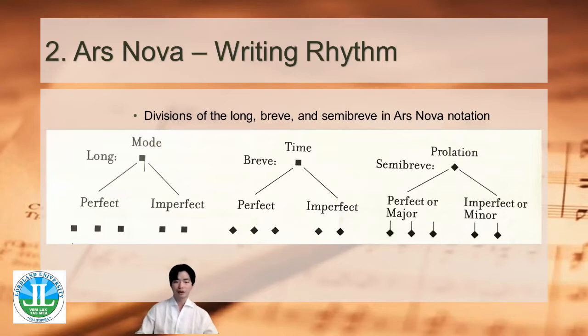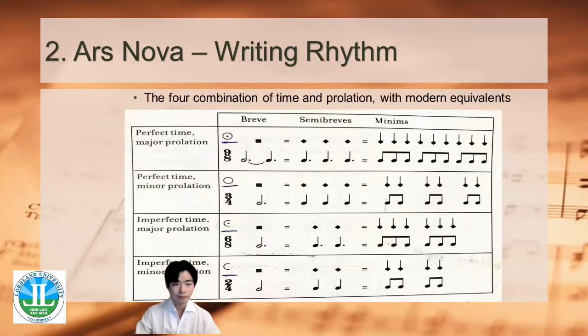The addition of smaller values was associated with a slowing of the tempo, so that for 14th century music, the breve rather than the long is typically transcribed as a measure in modern notation. The four possible combinations of the time and the prolation shown in this picture produce in effect four different meters, comparable to four in use today.